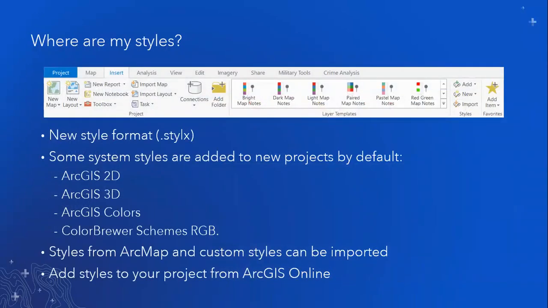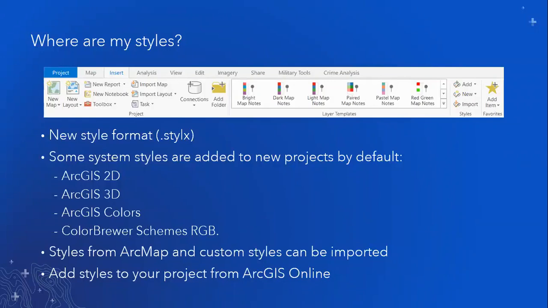The next is we keep talking about these styles. You have these style files that you're using, and you don't want to have to go in and recreate all of those, whether it's 3 of them or whether it's 103 of them. There is a new style format to be aware of, which is the stylx file, and because of that, you can't just directly use style files from ArcMap within ArcGIS Pro unless you import them in.